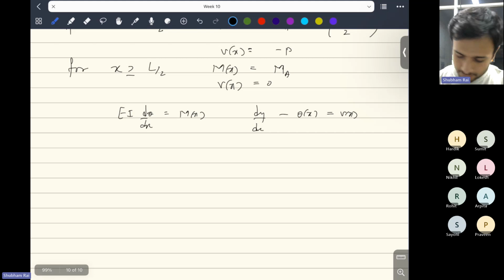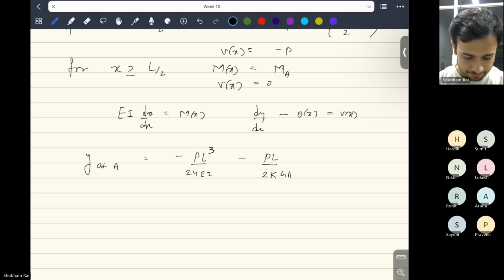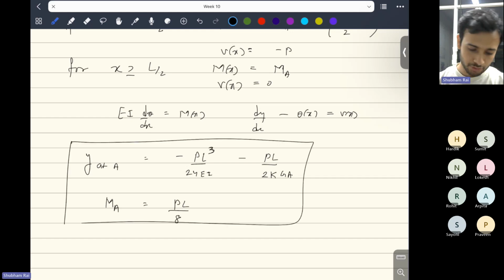You should obtain the deflection at A. So y at A should be equal to minus of PL cube over 24 EI, and minus of PL over 2 kappa GA. And then you will also get MA, which is PL over 8. Okay, so this is the final answer that you should get.